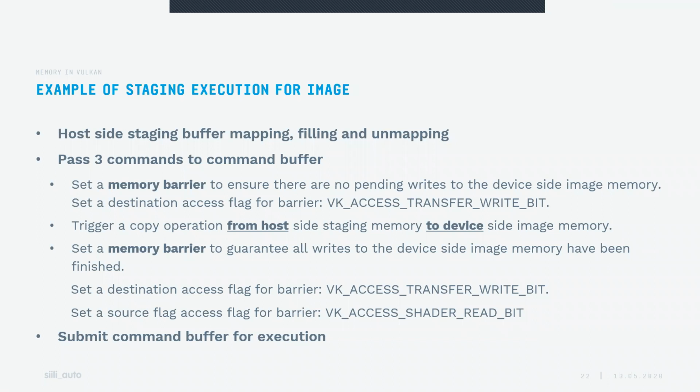And the way you do that in Vulkan is you create a memory barrier to ensure that the data is already in the staging buffer. Next, you trigger a copy operation from the host side memory to device side memory. Then you set a memory barrier to guarantee that the device memory was already written. And after you are done with all this, you gather it all into a single command buffer and submit this command buffer for execution. So, a very, very explicit way of handling memory operations.